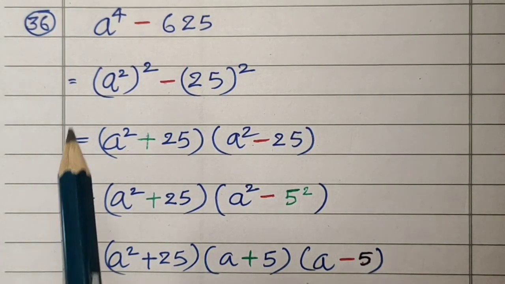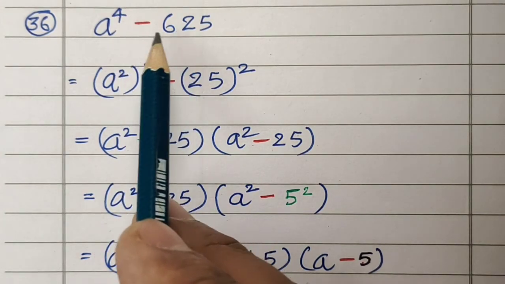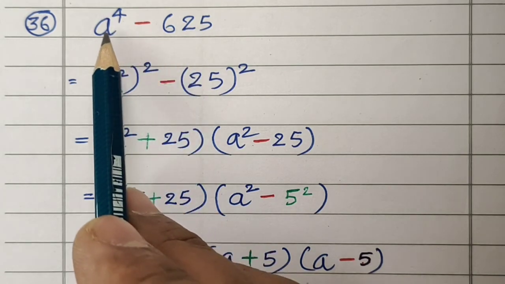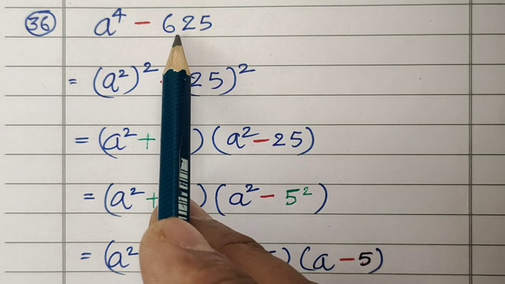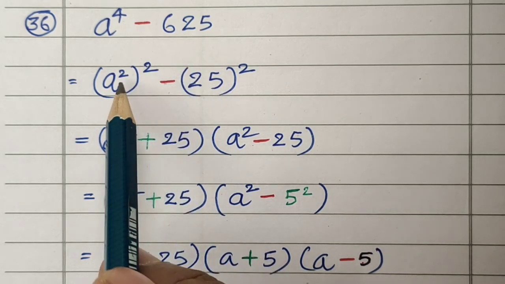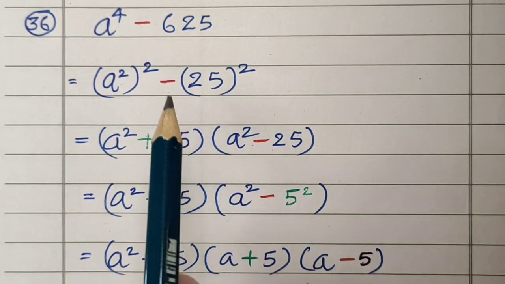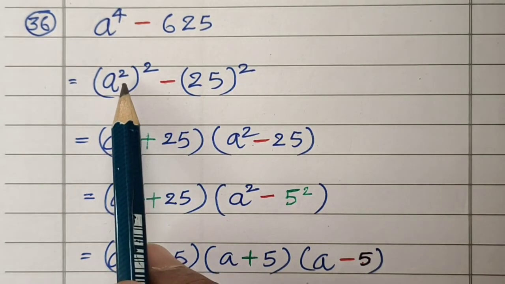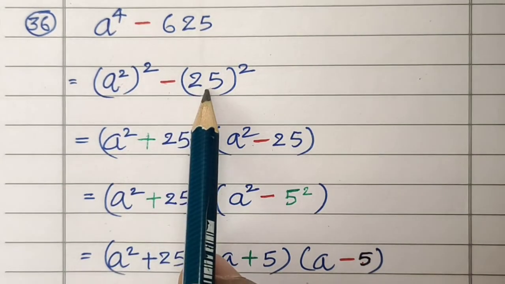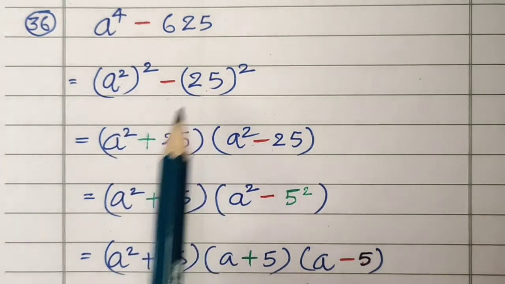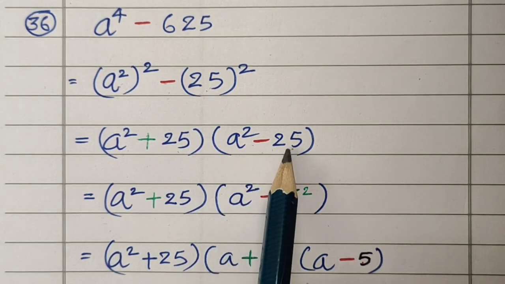Factorize a to the power of 4 minus 625. As soon as you see there is a minus in between the two things, this can be written as a square whole square. This we convert into squares. 25 into 25 is 625. A to the power of 4 can be written as (a square) whole to the power of 2 minus (25) whole square. This is in the form of a square minus b square. In place of a we have a square, in place of b we have 25. You can write a plus b into a minus b: a square plus 25 and a square minus 25.